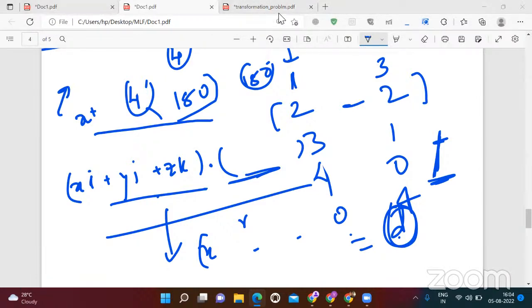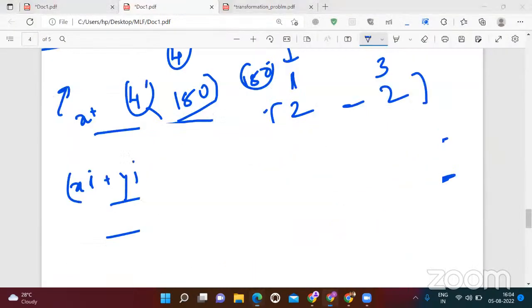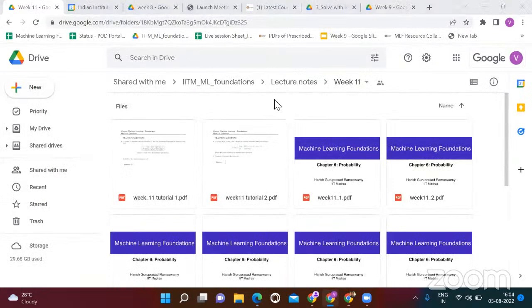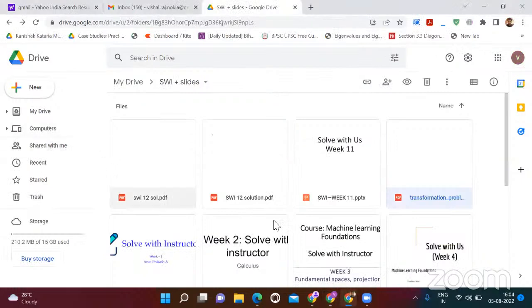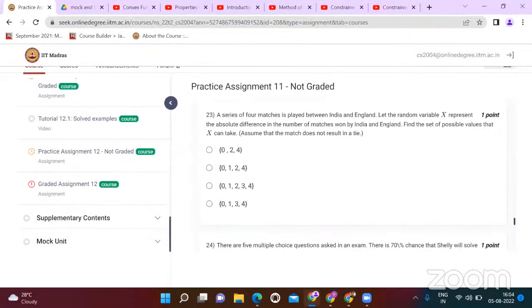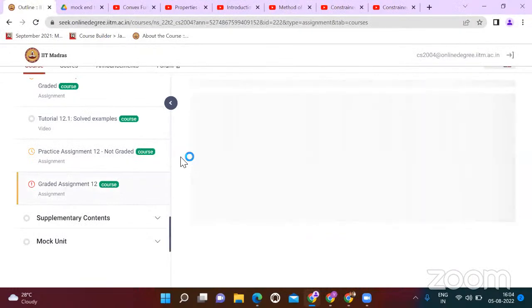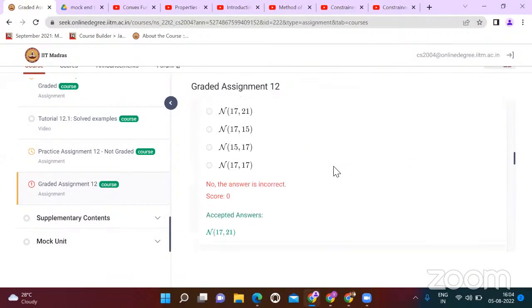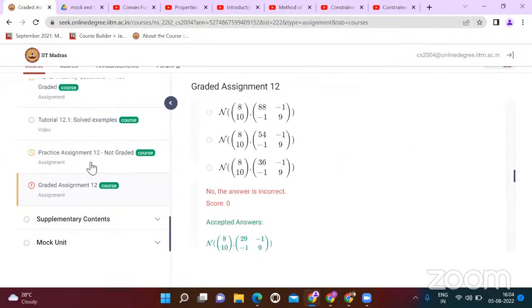Okay, so this is fine. What else is left? Is there any doubt from the 11th week? 11th week, sir, graded assignment problem number 10. Okay, graded assignment problem number 10. Okay, 11th week, right?